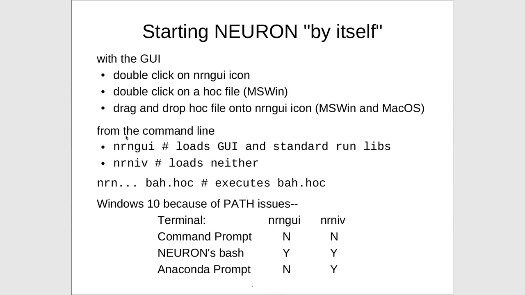As you get more advanced, you're probably going to want to run NEURON from the command line, if you're going to be running NEURON and not just using NEURON as a module under Python. So if you're going to start it from the command line, you're going to be typing either nrngui or nrniv. And what does it mean to load the GUI and the standard run libs? Well, we'll see what happens as we go along. So for example, nrngui ba.hoc would start NEURON. NEURON would read ba.hoc and execute the commands in it, okay?